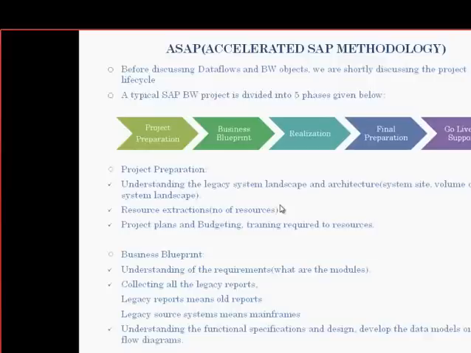And understanding the functional specifications means, from the business point of view, from the functional side, like FI and controlling and production planning and material management, all those functional side designs, like specifications and designs, and developing the data flows for the functional requirements is done in business blueprint itself.